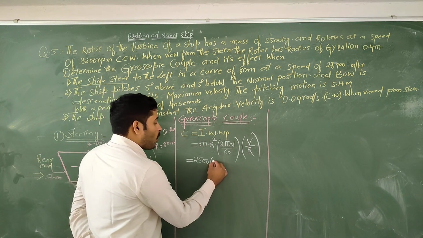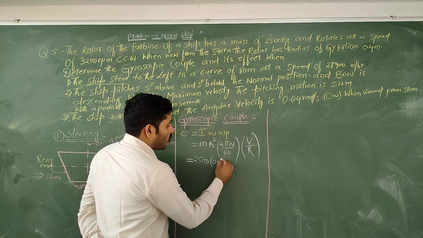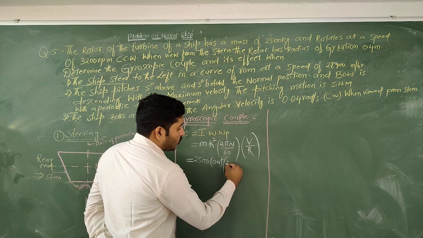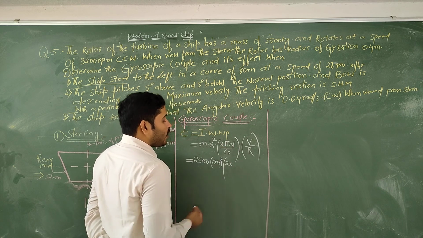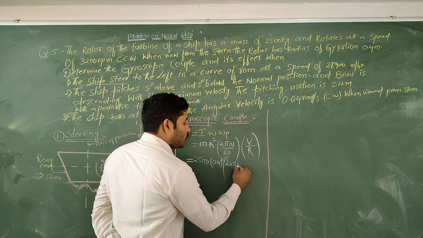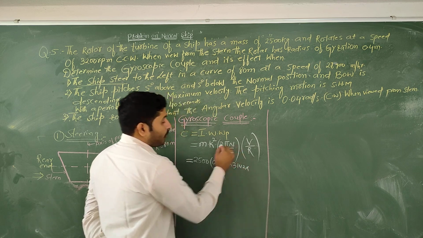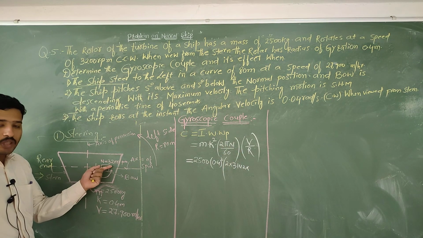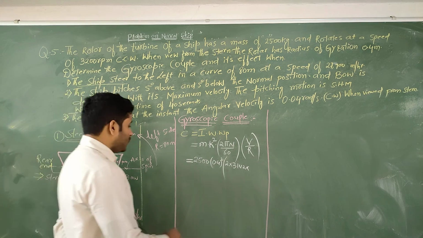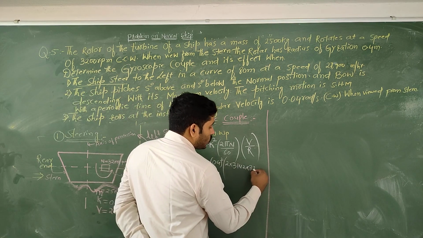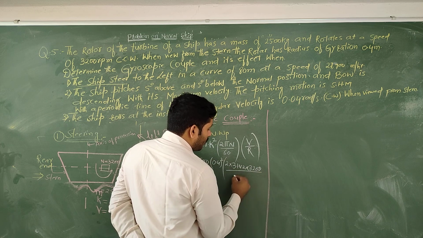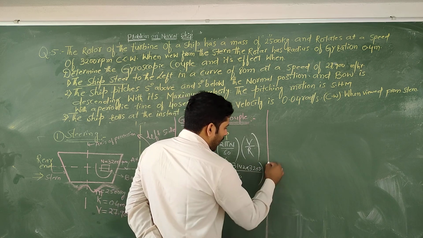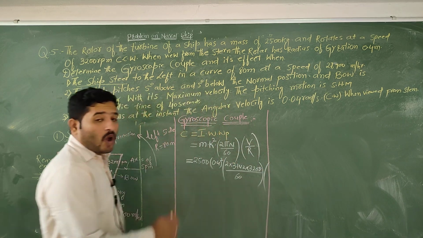Then 0.4 whole square. Then 2 is constant. Pi value is 3.142. The speed of rotation of the rotor is given as 3200 rpm, so 3200 rpm by 60. And V, how much is given?